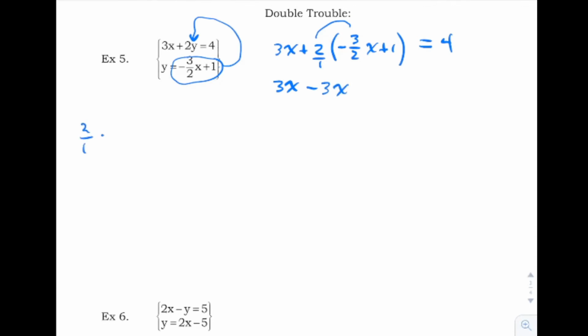What, you don't trust me? Let's do it this way. See, the 2's cancel. You get a 3 over 1, negative. So that's that.